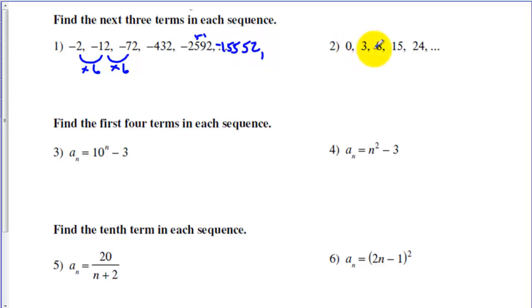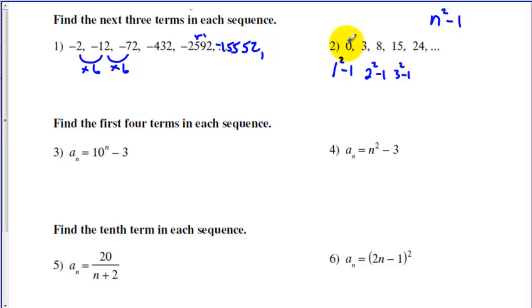Here, this one's more complicated. We're not adding 3's. We're not multiplying by something. We're not adding the previous 2. But if we look at this, I could see if I take 1 squared and subtract by 1, I get 0. If I take 2 squared and subtract 1, I get 3. If I take 3 squared, because this is term 3 minus 1, I get 8. So to get to the next term, it's going to be n squared minus 1.